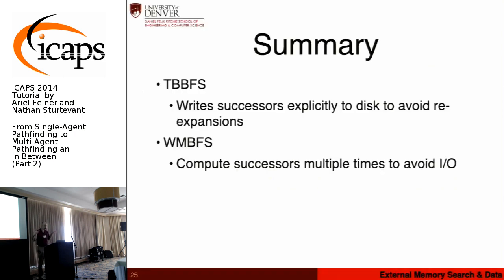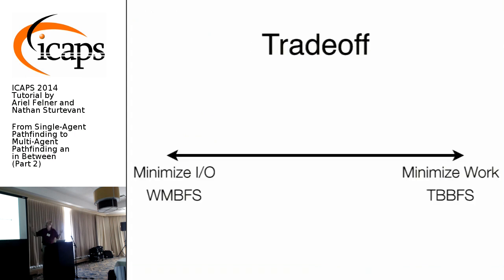So the trade-off here is a 2-bit breadth first search is saving all the successors on disk to avoid re-expanding them. The write-minimizing breadth first search is computing the successors multiple times to avoid doing a disk I/O. So this is 2 ends of a spectrum and you could actually design an algorithm that's in between. It'd be very interesting to do so. I haven't had time to implement it yet, but if someone wants to do that with me, I'd be happy to.